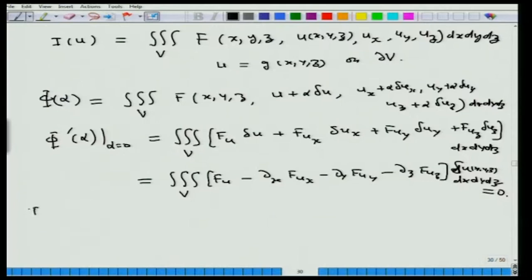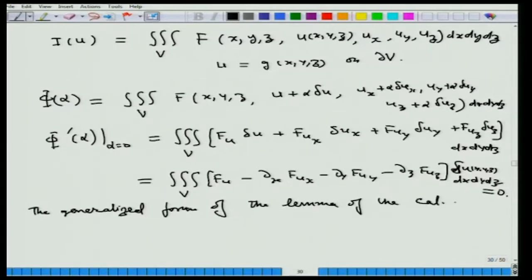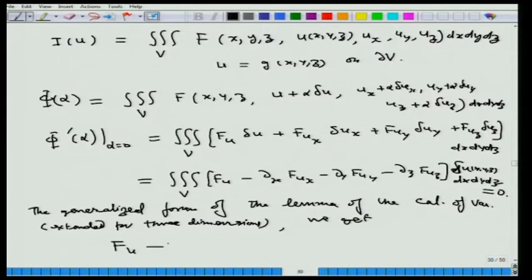So, the generalized form of the lemma of the calculus of variations extended for 3 dimensions, we get f u minus del x of f u x minus del y of f u y minus del z of f u z equal to 0. So, that is what we have.